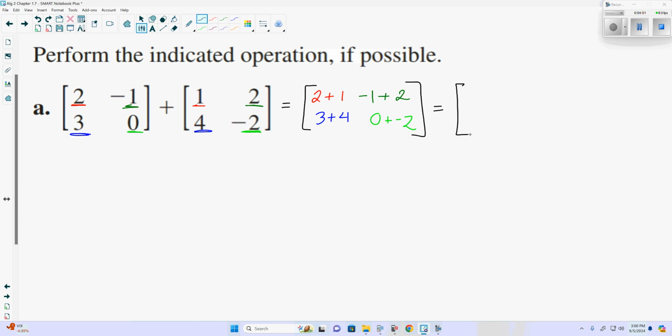Two plus 1. -1 plus 2. 1. 3 plus 4. 0 plus -2. Questions on this here?